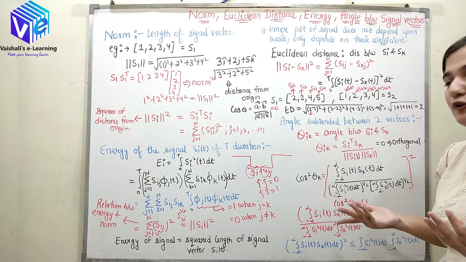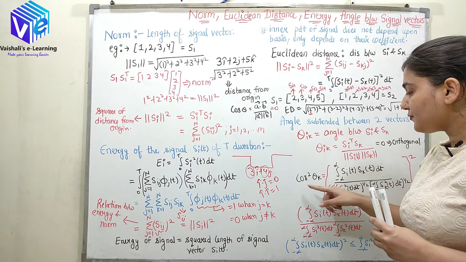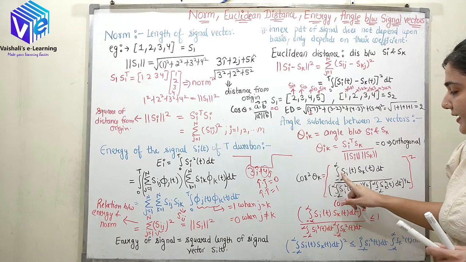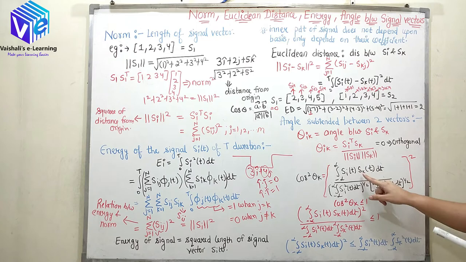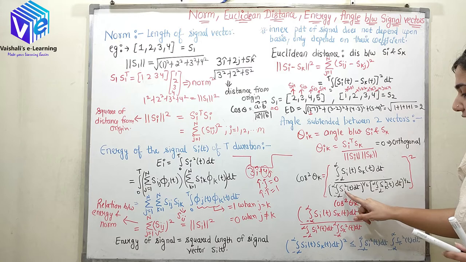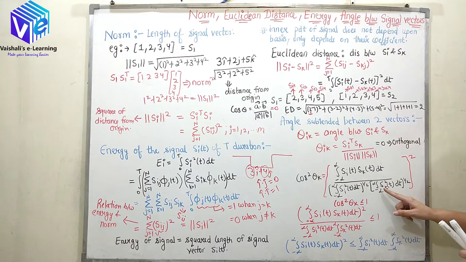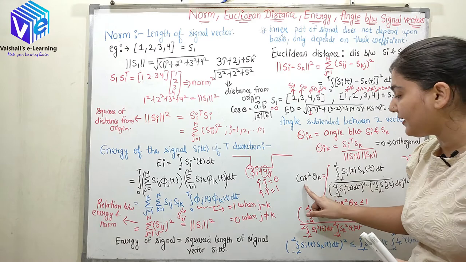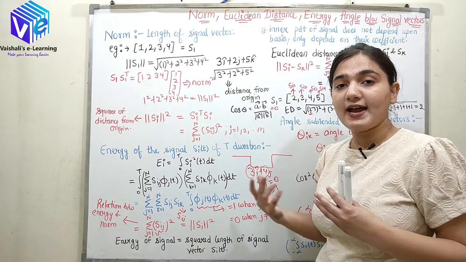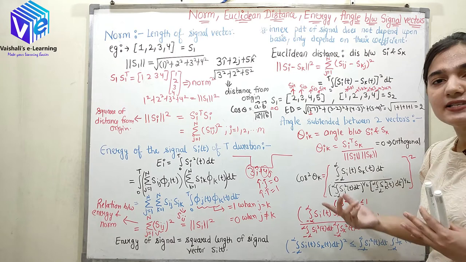So now here I have represented again it in the signal form. So here cos square theta k will be, what was cos theta k? Cos theta k is equal to integration of minus infinity to infinity Si into Sk dt upon integration from minus infinity to infinity Si square under root. This is the distance. So similarly here if I need to find out the distance, so here it will be minus infinity to infinity Sk square t dt under root. So this is the distance of Sk. So if I need to find out cos square, I'll be taking it square. I know the value of cos square theta is always less than equal to 1. So this value is always less than equal to 1.